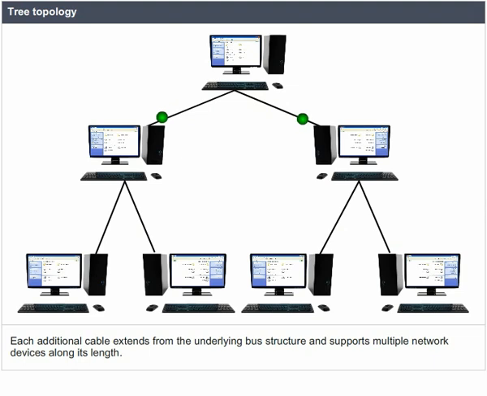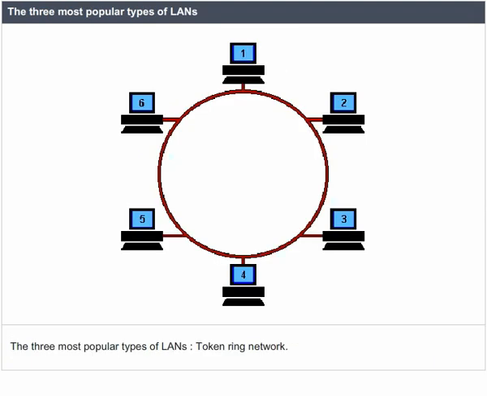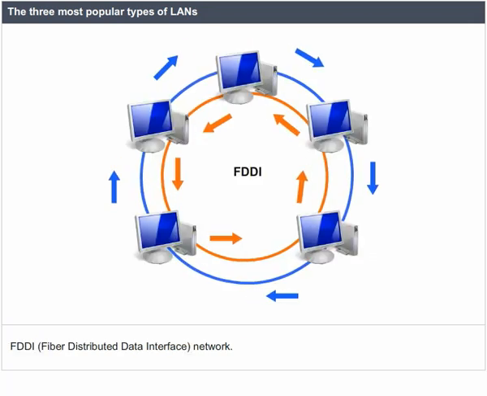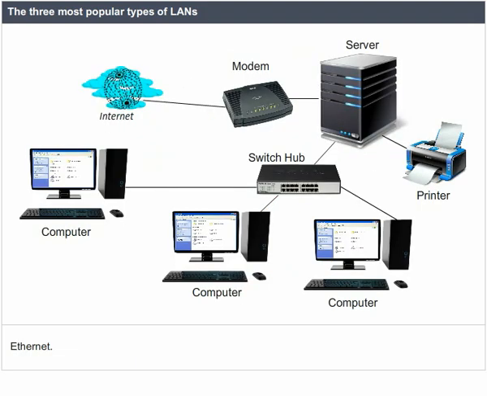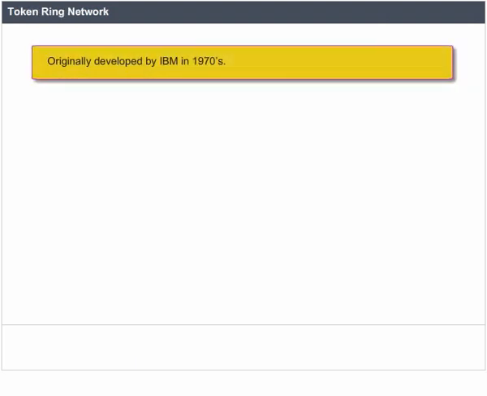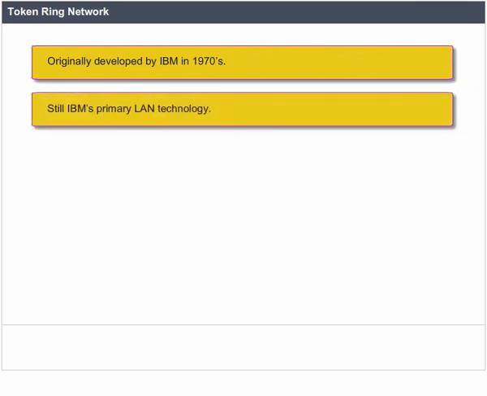The three most popular types of LANs are Token Ring Network, FDDI (Fiber Distributed Data Interface) Network, and Ethernet. Token Ring Network was originally developed by IBM in the 1970s. It is still IBM's primary LAN technology.